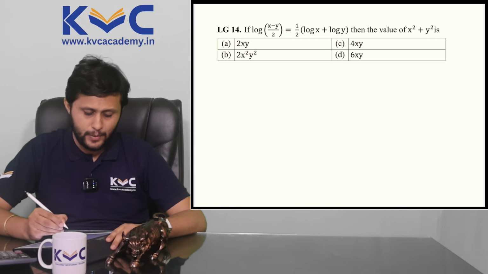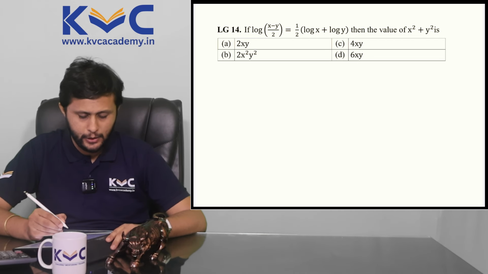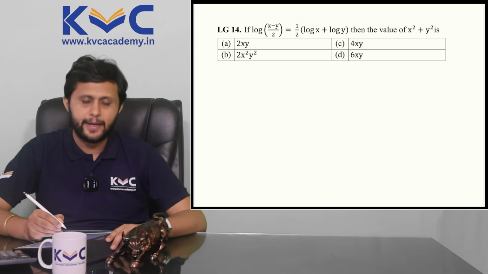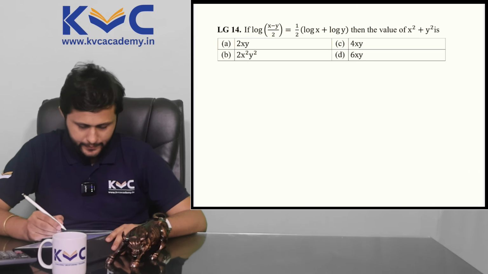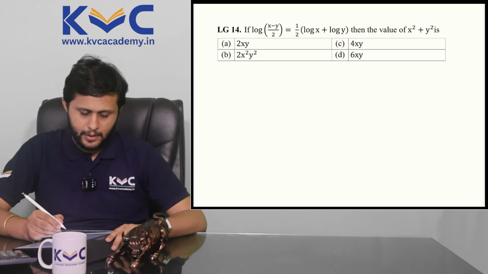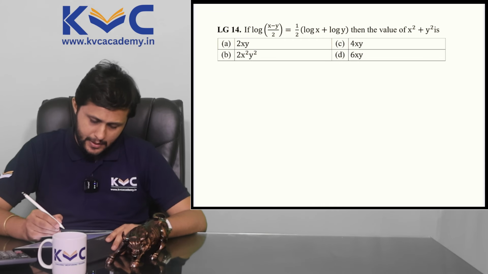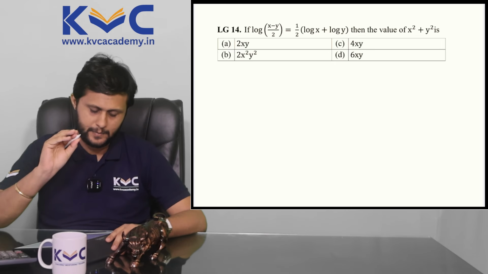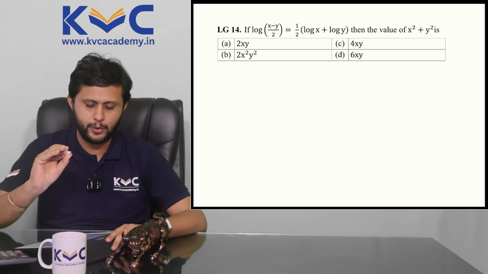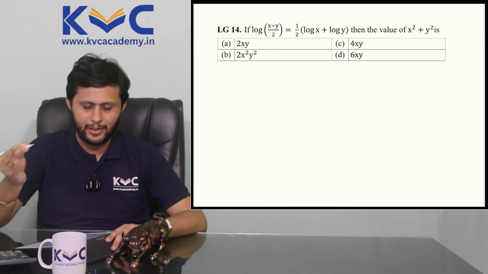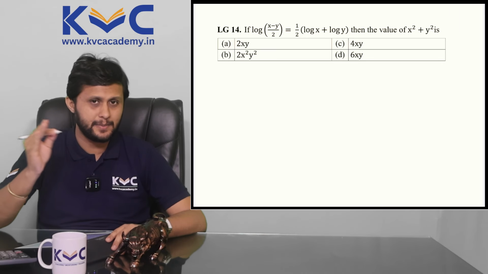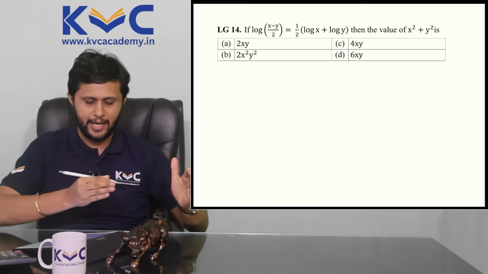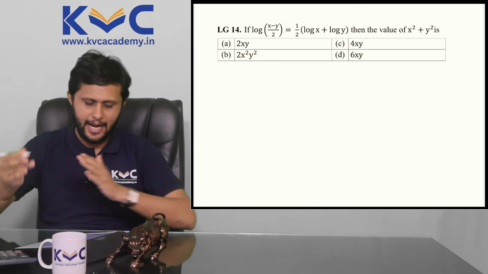Log of (x minus y) divided by 2 is equal to half of log x plus log y. Then the value of x square plus y square. From where do we start? Remember, somehow we have to cancel log. So what is the next thing that we should know? We should get everything inside logarithm. Only if you have everything inside logarithm, then we can cancel, otherwise we cannot. The rule is there should be nothing before logarithm. Everything should be inside, then we can take anti-log.